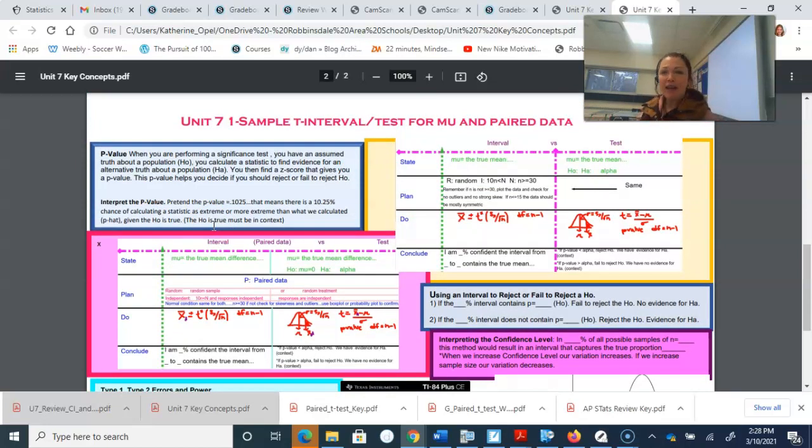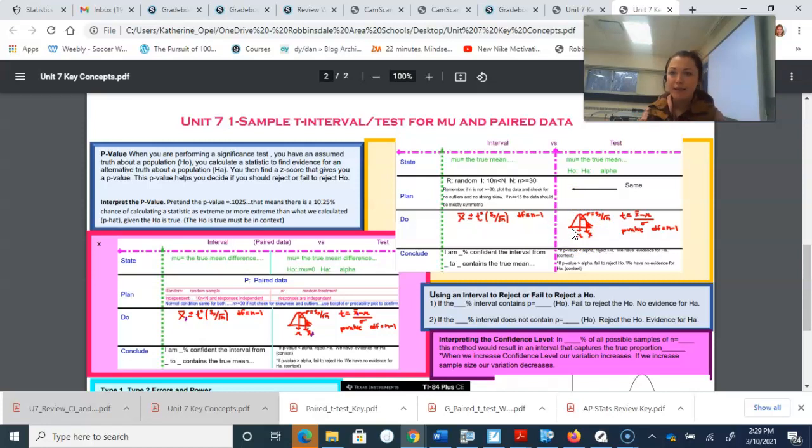Another thing that's fair game anytime you're doing a test is asking you to interpret the p-value. You only do it when you're asked. Let's rewind and talk about what a p-value is. When you're performing a significance test, you have an assumed truth about a population. That's your parameter. In this case, our assumed truth is mu is equal to something, and we put that right there in the center.